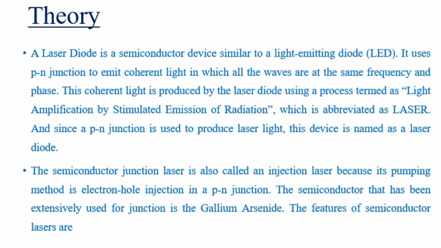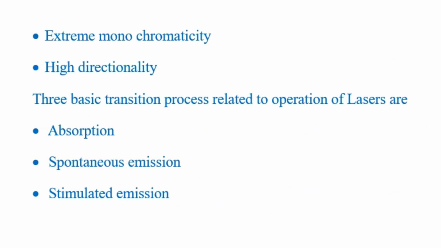The semiconductor junction laser is also called an injection laser because its pumping method is electron hole injection in a PN junction. The semiconductor that has been extensively used for the junction is gallium arsenide. The features of a semiconductor laser are extreme monochromaticity and high directionality. Three basic transition processes related to the operation of a laser are absorption, spontaneous emission, and stimulated emission.